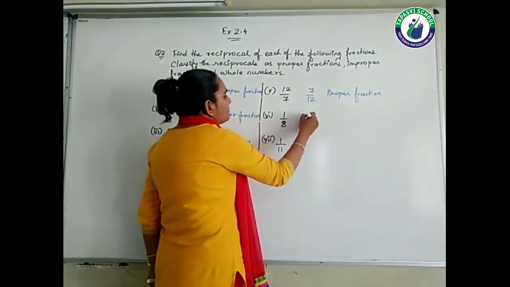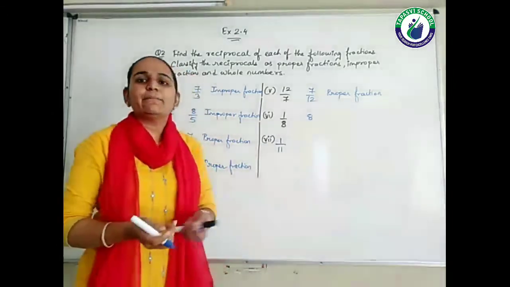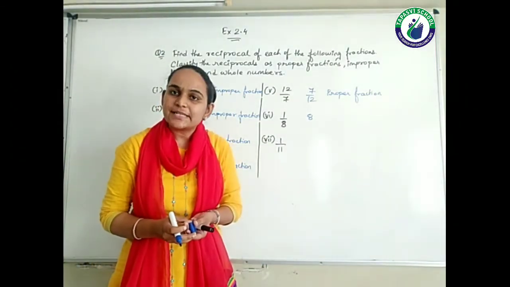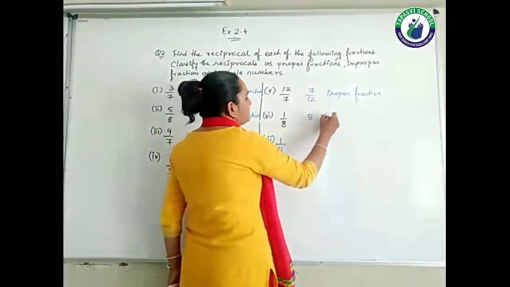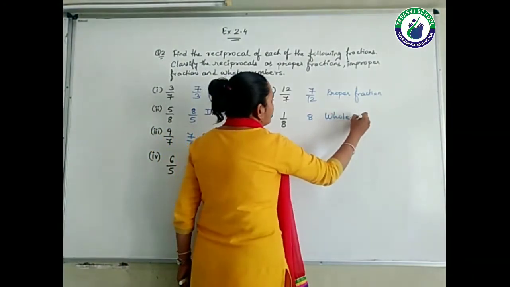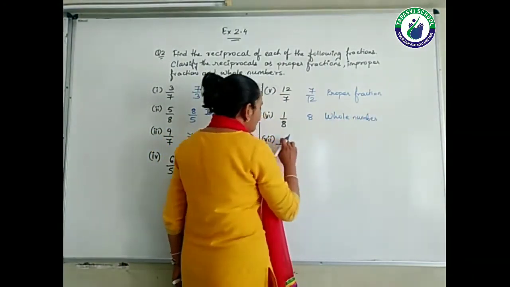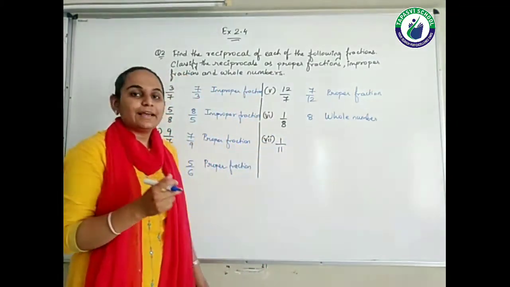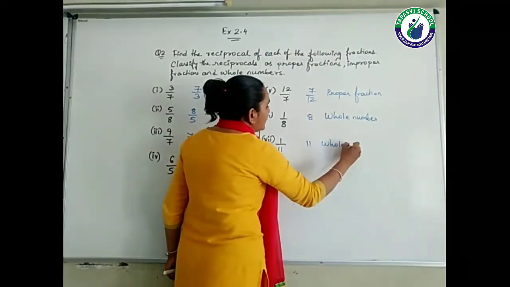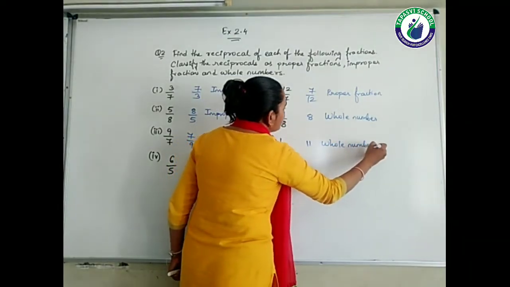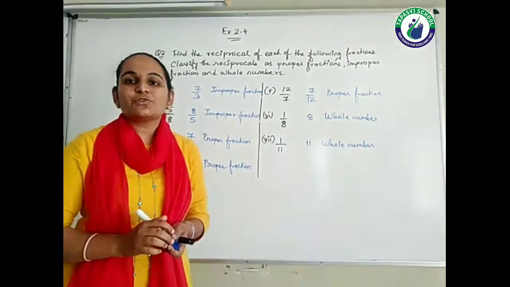1 by 8 will become 8 upon 1. 8 upon 1, you can also write as 8. That means it's a complete number, it's a whole number, student. Next one, 1 by 11 again will become 11 upon 1, or you can write 11 only. Again it is a whole number. Is it okay to all of you?